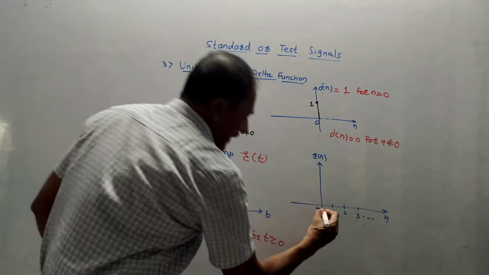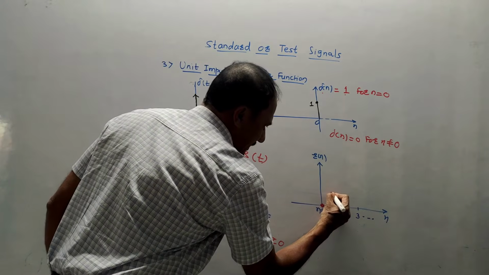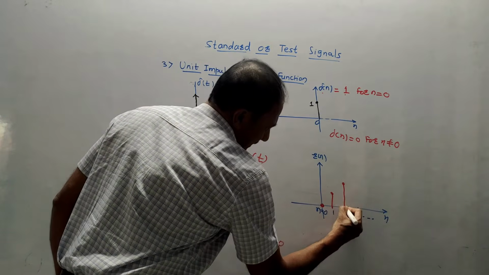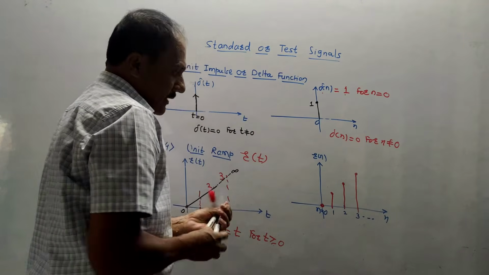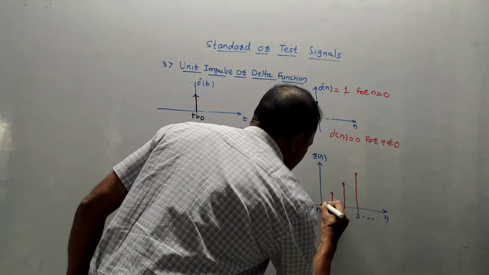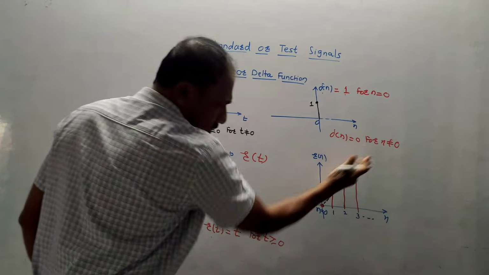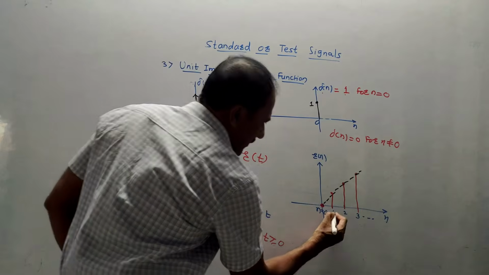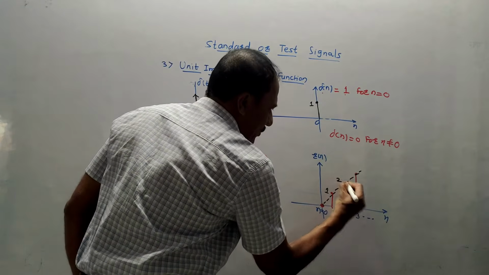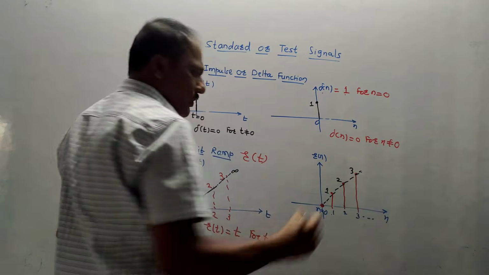If I want to draw the diagram for a discrete ramp signal, same logic, only I have to draw the diagram in the form of pulses. So the diagram will be like this. This dotted line is not required; for your understanding, I have drawn this dotted line. So at 1 amplitude is 1, at 2 amplitude is 2, at 3 amplitude is 3, and so on.